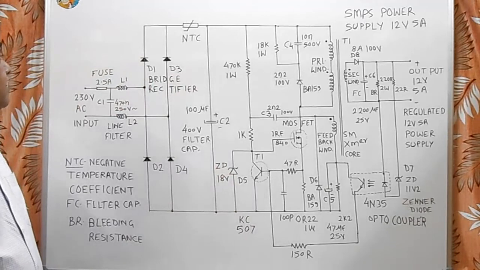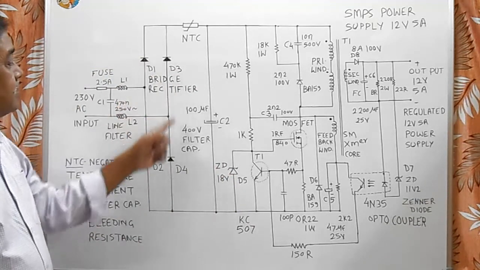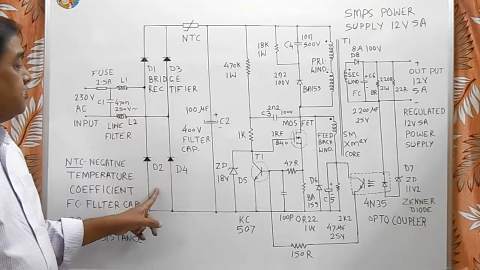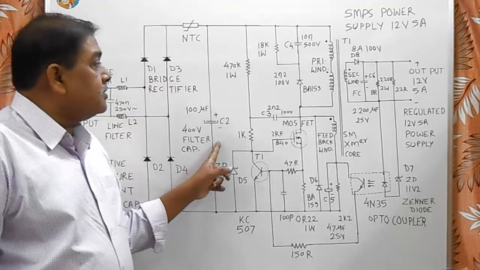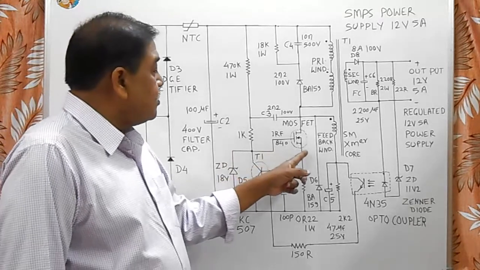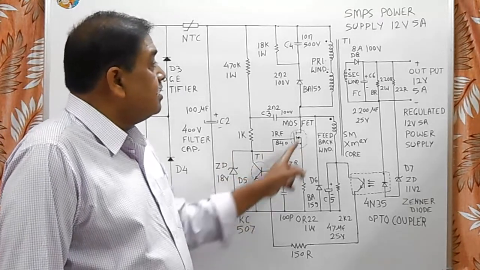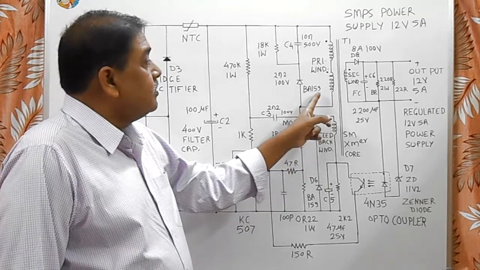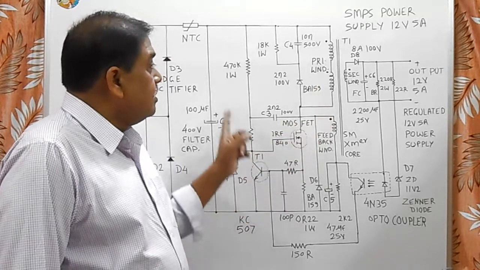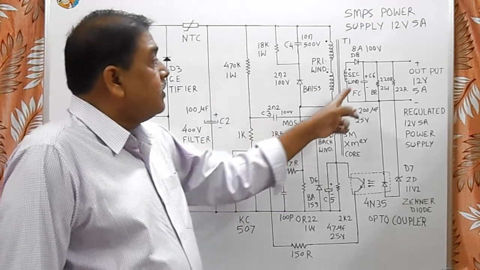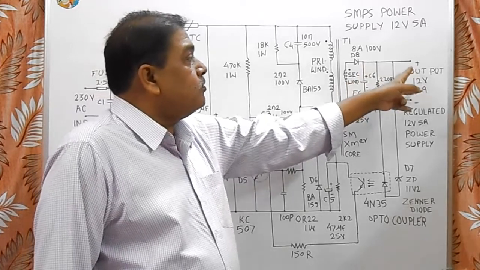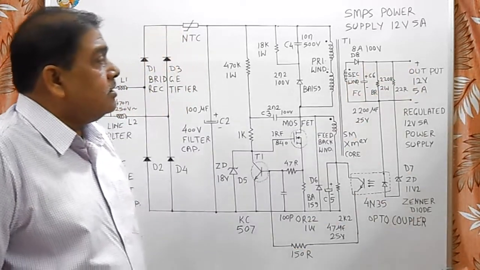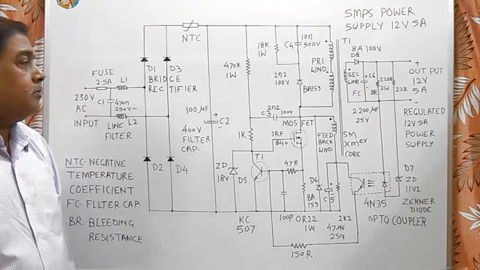Here the first thing is this rectification section. This converts input AC voltage to DC voltage. This one is the filter capacitor. Here it is the MOSFET and control transistor and SMPS transformer. These things make DC to AC, and finally it is the rectifier. It gives the output voltage. It is a regulated 12 volt 5 ampere power supply.